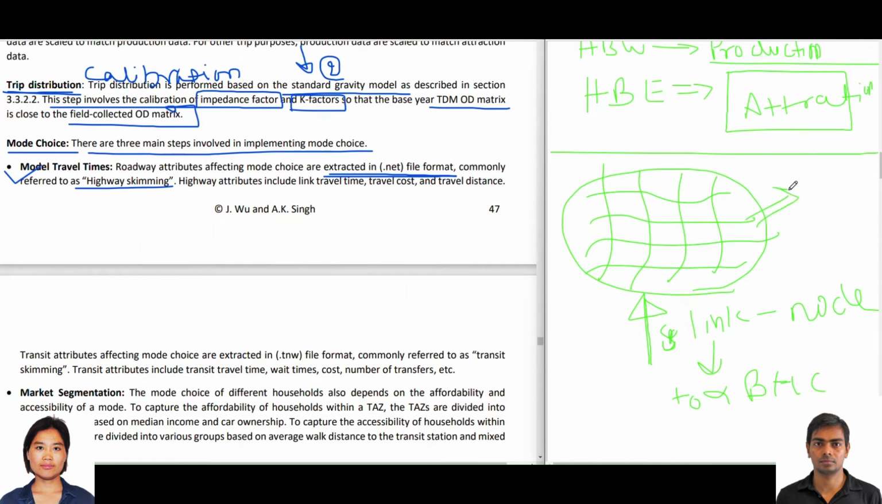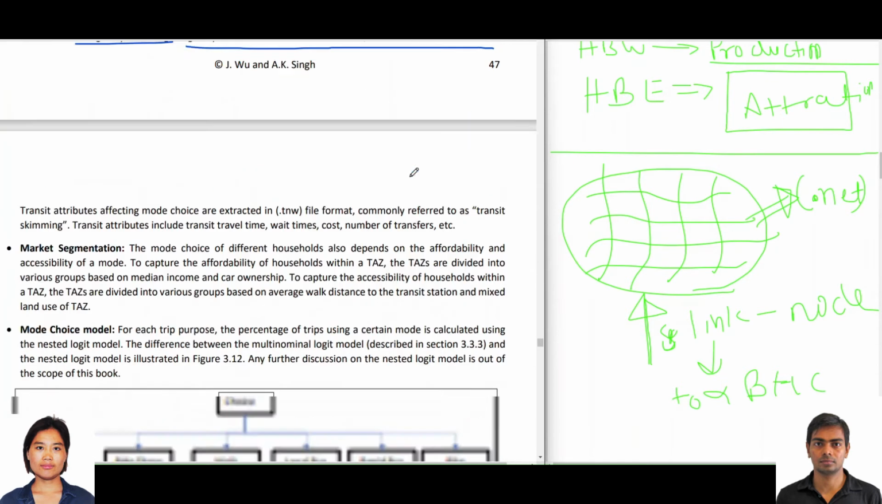When we skim the network, the file is stored in a .NET file. This .NET file also has the routes associated with different origins and destinations. So the .NET file is generated by running assignments, and it also contains routes between OD pairs. Roadway attributes affecting the mode choices are extracted in .NET files, commonly referred to as highway skimming. Highway attributes include travel time, travel cost, travel distance.